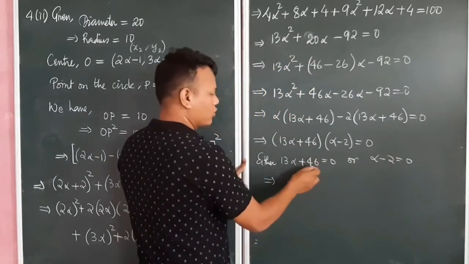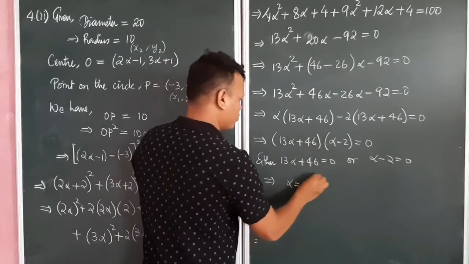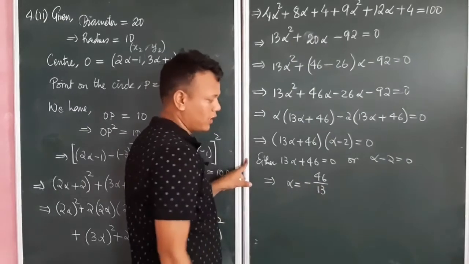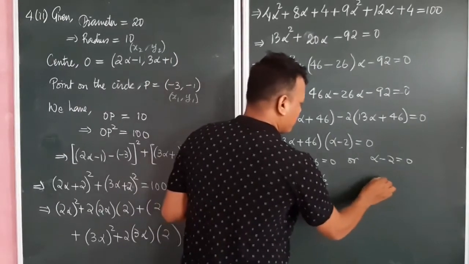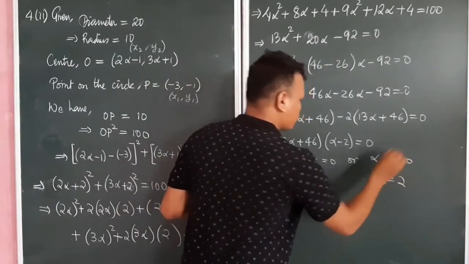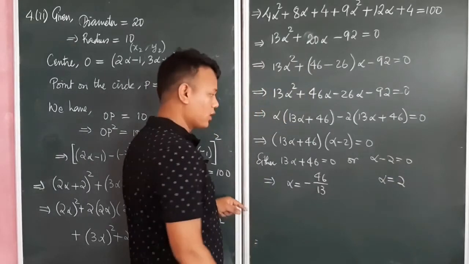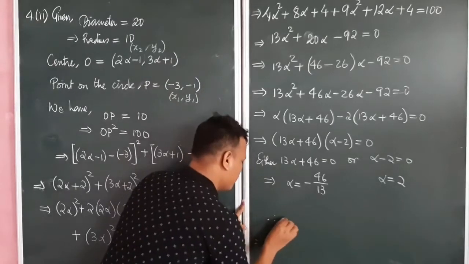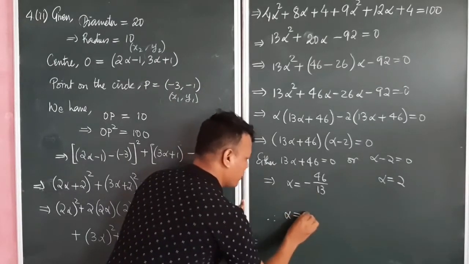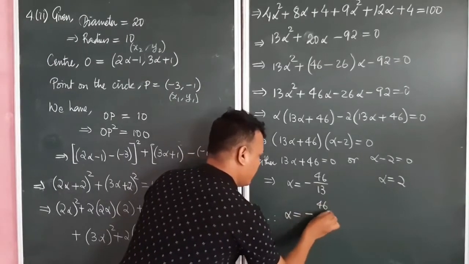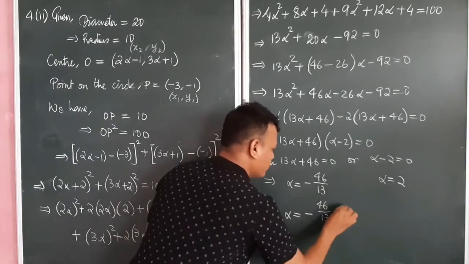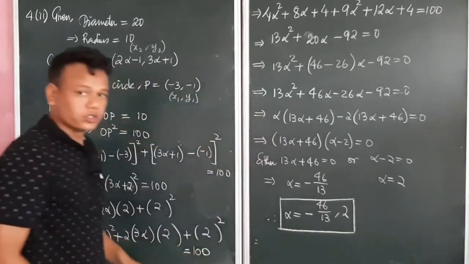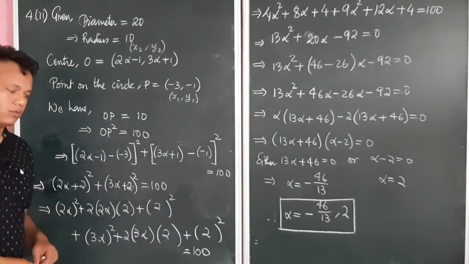So this will go over there and becomes minus 46, and this 13 will go to the denominator. From here, what will be the value of alpha? The value of alpha turns out to be 2, isn't it? So there are two values for alpha, as we can see. One value is minus 46 by 13 and the other value is 2. All right, so this will be my answer for this particular question. You may pause the video to note it down.